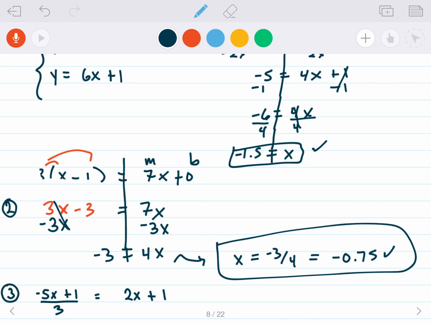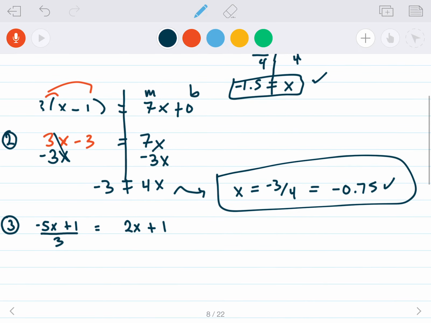Okay, so let's look at number 3. Now I'm going to separate the left side from the right side, and I can see that the right side is indeed in y equals mx plus b form. I have m is 2, that's the number attached to x, and I have b is positive 1. On the left side, it looks a little weird because it's a fraction, but it is secretly disguised in mx plus b form. We just have to write it a little bit differently.